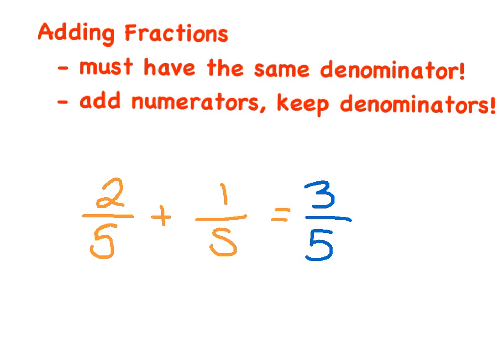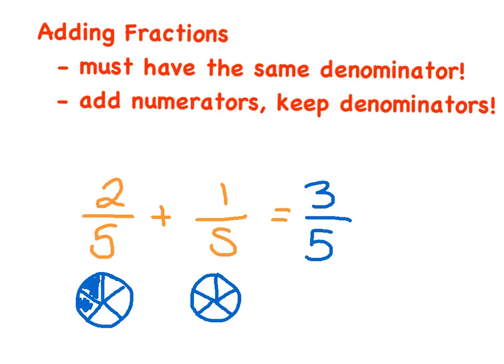The reason why we go about doing this is if we think about our model, or think about pizza, for example. We have a pizza, and let's say it's broken up into 5 slices. Out of the pie, the first person might get 2 out of the 5 slices, and the second person might just get 1 out of the 5 slices. Well, how many slices of pizza in total are eaten?